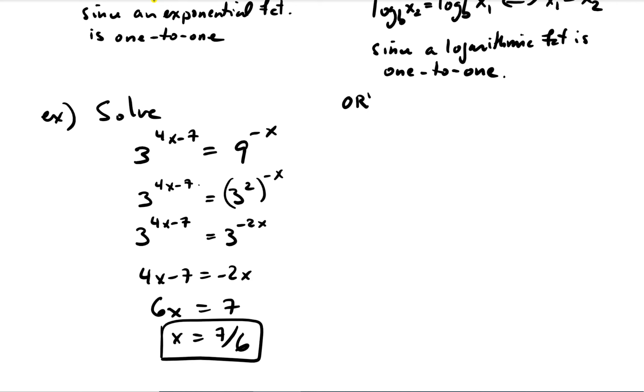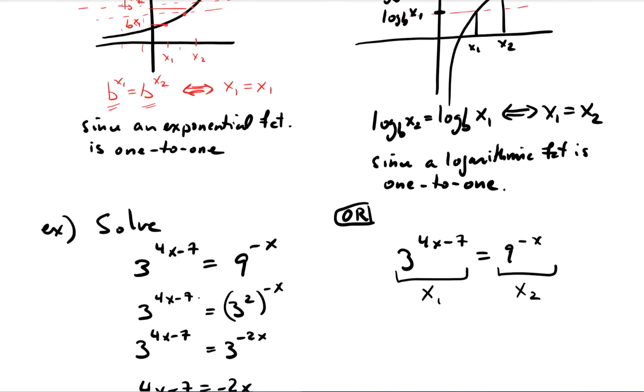Now I'm going to solve the same problem using the other principle. Okay? I'll show you what I mean here. I've got this. Okay, here's something I can actually do. Imagine all of this is x1, all of this is x2. If x1 is equal to x2, remember, this arrow goes both ways. If x1 is equal to x2, that's going to imply that log of x1 is equal to log of x2.